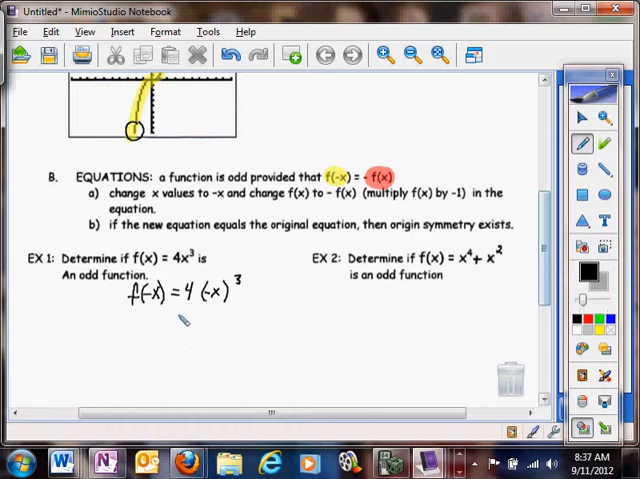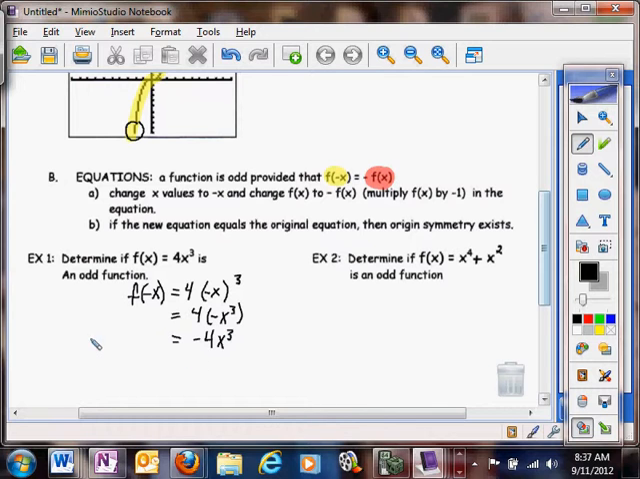Okay, this is the first step. And I'm going to go ahead and simplify this. So negative x to the third is just negative x to the third, because a negative number raised to an odd power is still negative, and times 4. And when I simplify this, the 4 times the negative becomes negative 4x to the third.